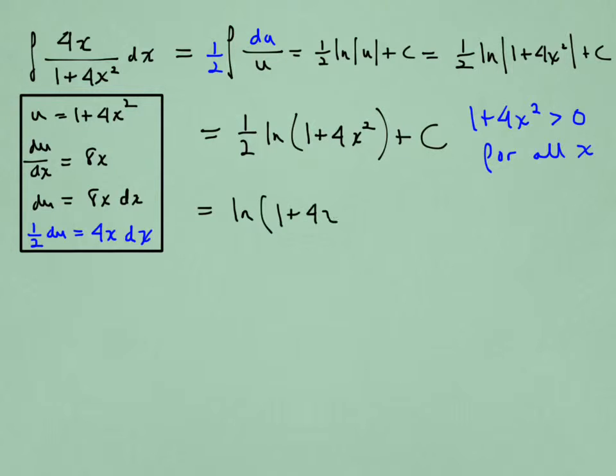And then a multiple of 1/2 in front, one of the properties of logarithms says that we can bring up the exponent. And a 1/2 power is really just a square root, so we could rewrite it as the log of the square root of 1 plus 4x squared.